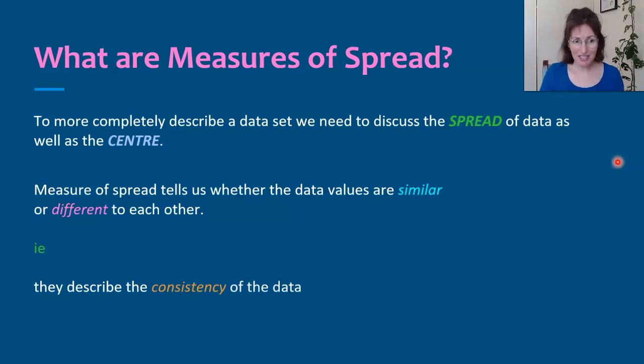Now these measures of spread tell us whether the data values are similar or different. So some of the words that we often use are consistent or consistency, if they're all grouped near each other and similar, or if they're really spread out, they might be different to each other.